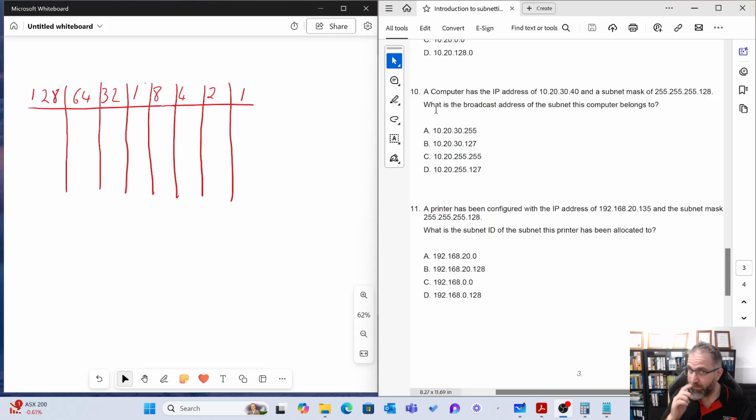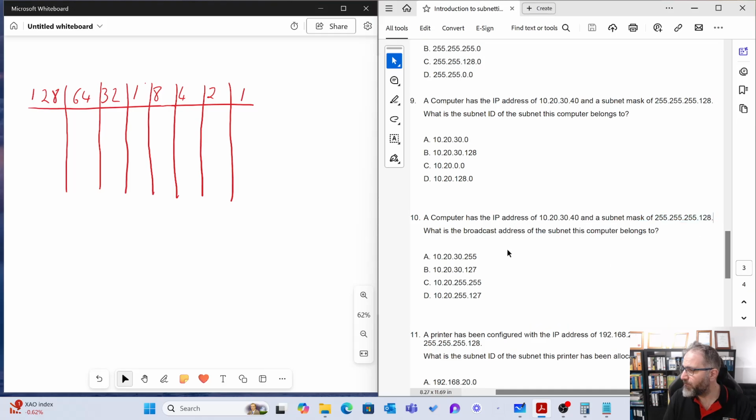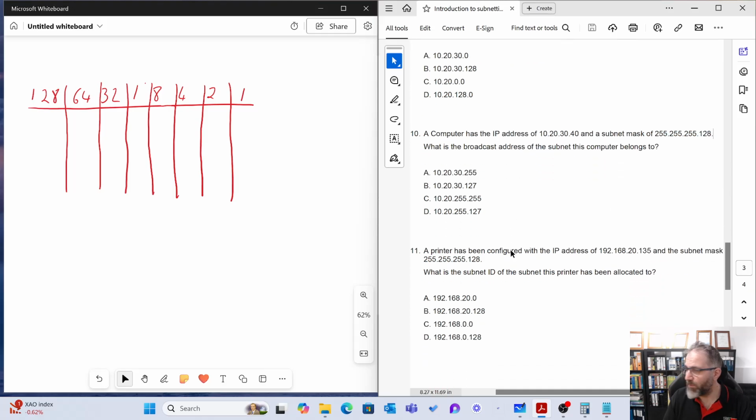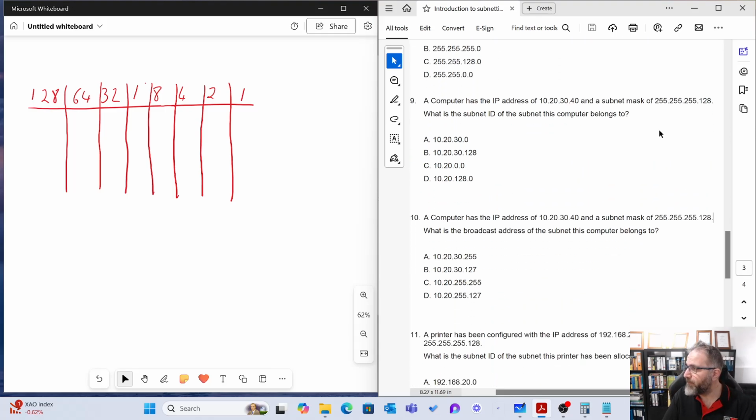We've got 6 left, by the way. A computer has the IP address of blah, blah, blah, with a mask of this one. So it's similar to the previous one. Well, have we already done that one? No, I lost it. Yes, this is a new one, with the same subnet mask. What is the subnet ID of the subnet this computer belongs to?